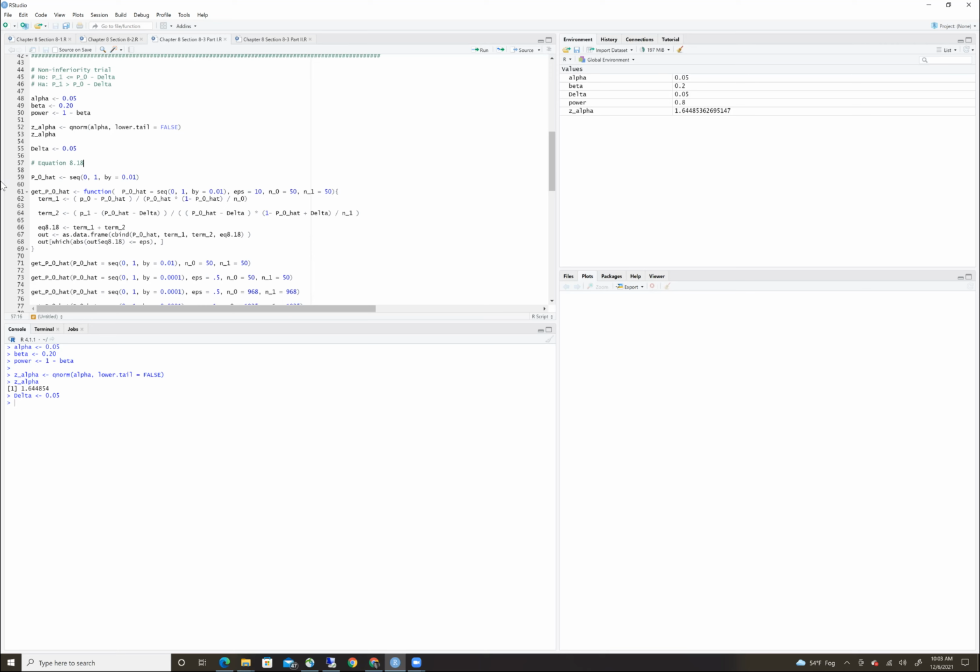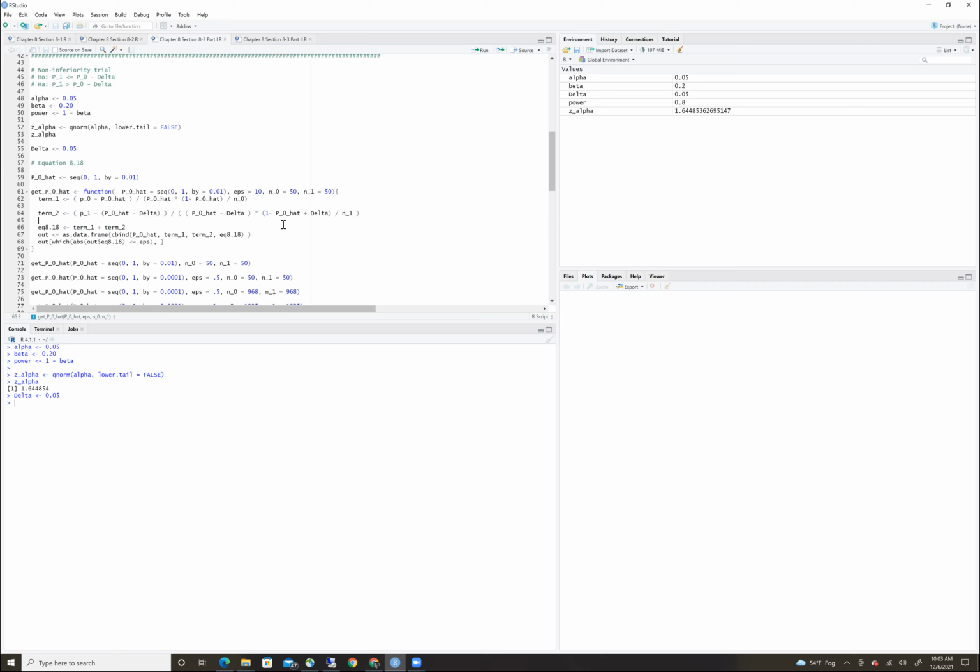Okay, so what we're doing here is we're specifying term 1 of 8.18, and then we're specifying term 2 given in 8.18. And then that equation says take term 1 plus term 2, right? And when it equals 0, that's going to give us our estimate of P0 hat.